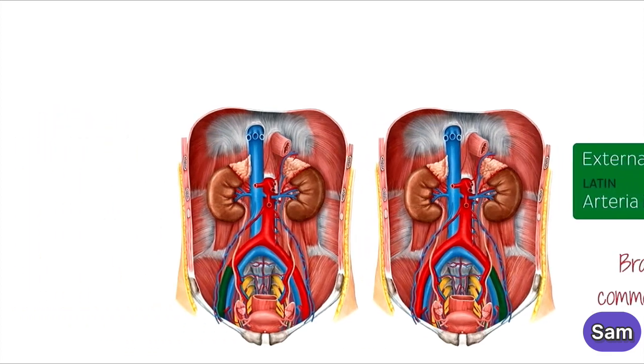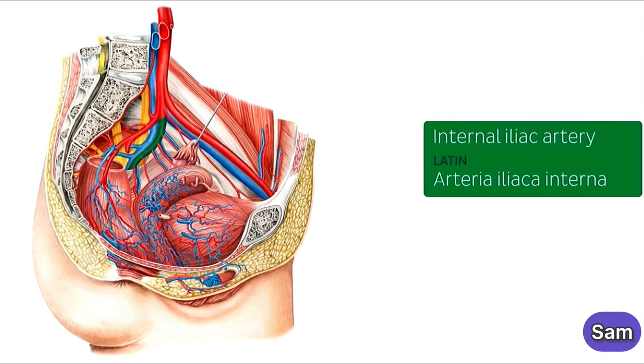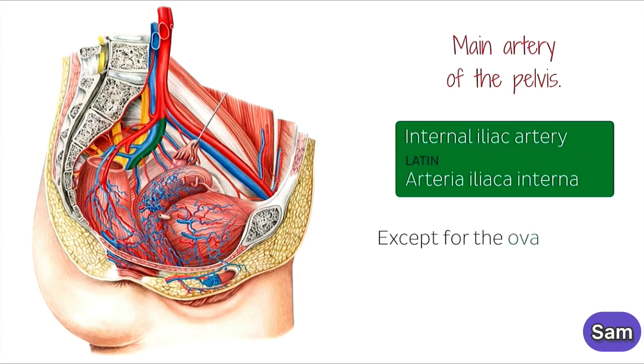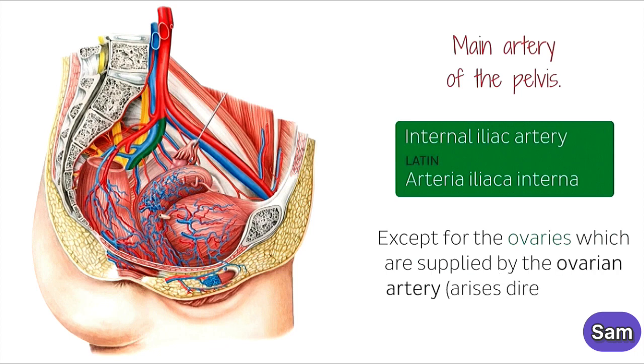The left and right internal iliac arteries also arise from the bifurcation of the common iliac arteries. This artery is the main artery of the pelvis. It gives off several branches which supply the pelvic region. Even though it's smaller than the external iliac artery, the branches of the internal iliac artery supply the walls and viscera of the pelvis and the buttocks. They also supply the reproductive organs except the gonads, which in this case would be the ovaries. The ovaries are supplied by the ovarian artery instead, which arises directly from the abdominal aorta at L2.